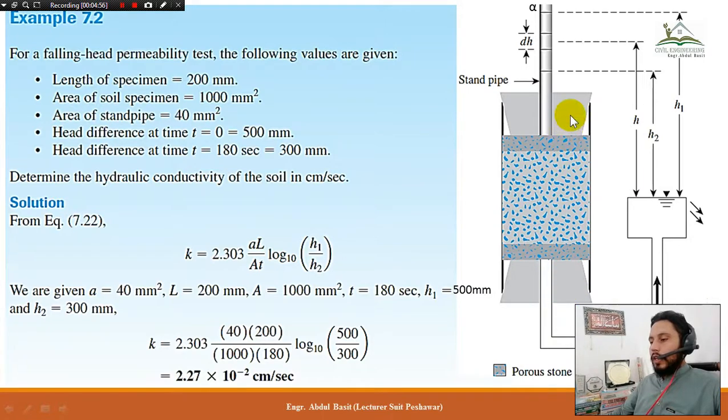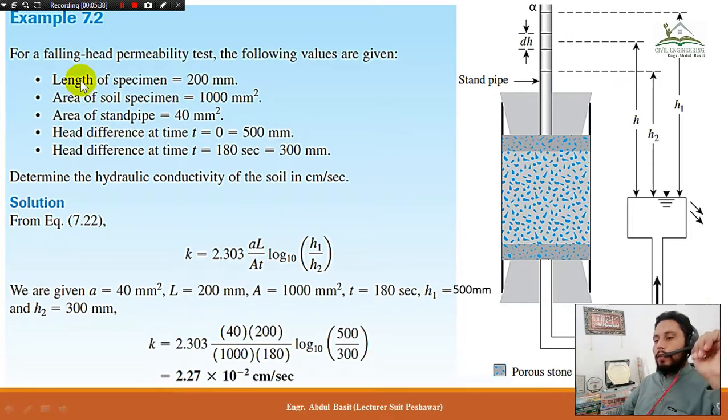This is the cork at the top and bottom, to hold the assembly of the inlet pipe and the outlet pipe. Here is the soil sample between two porous stones, and the head difference between the inlet and outlet is H, at any instant. H1 and H2 are any random heads at random times T1 and T2. This is a standpipe. All the assemblies were already explained in the previous tutorial.